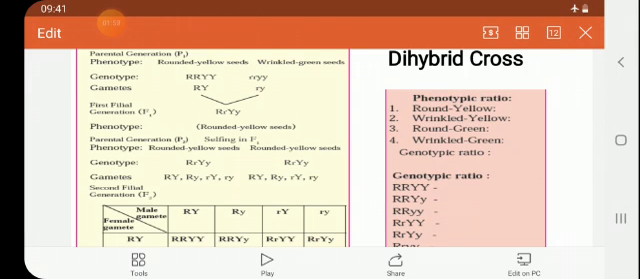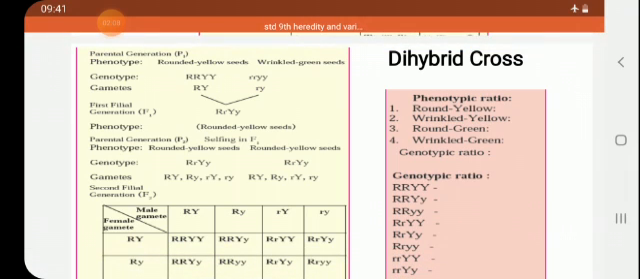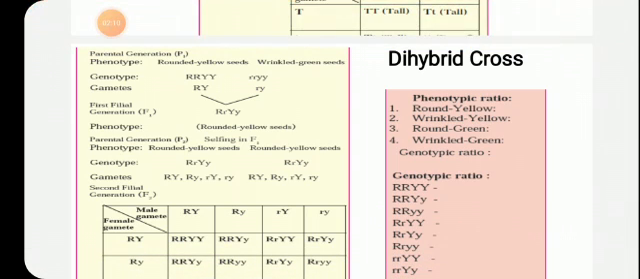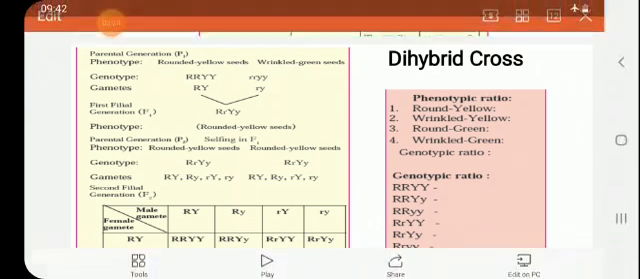Capital R, small r, capital Y, small y: the first filial generation, wherein the seeds are round yellow, but it does not completely have the characters of the dominant parent. It has some characters of the recessive parent also, that is wrinkled and green, but as they are recessive, these are hidden. We are not able to see these characteristics, but they are hidden therein.